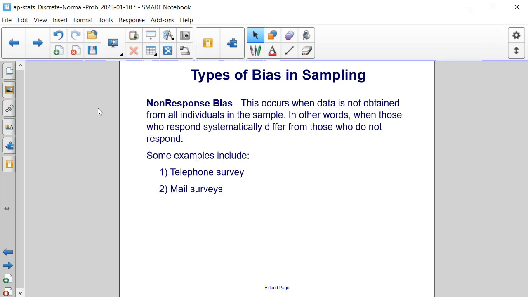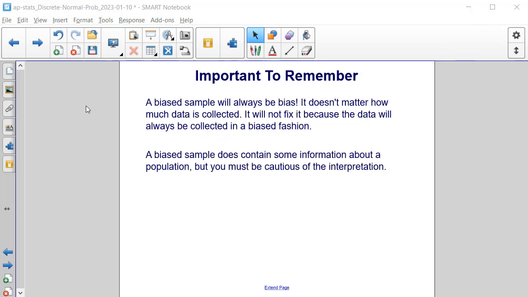The last type of sampling bias is called non-response bias. This occurs when data is not obtained from all individuals in the sample. In other words, when those who respond systematically differ from those who do not respond. Examples include a telephone survey, because not everyone will necessarily pick up their phone, and mail surveys. Not everyone will mail back the survey. So that's why it's considered to be biased.